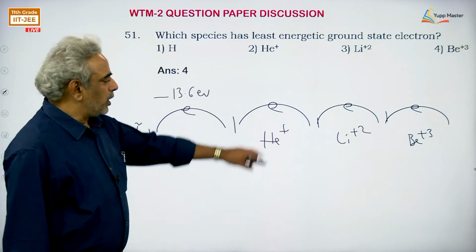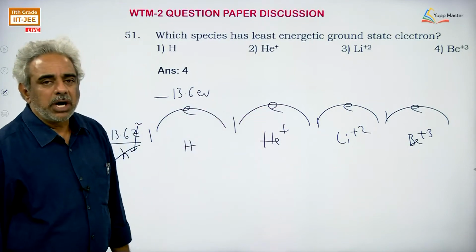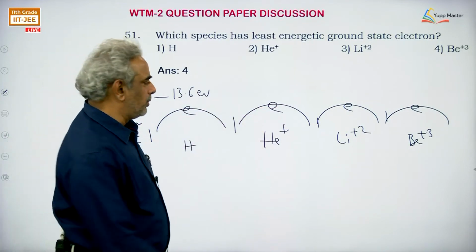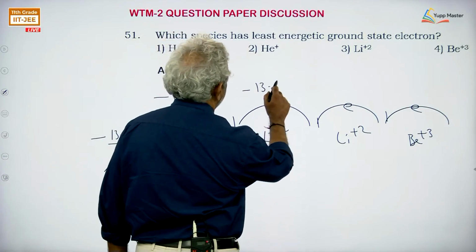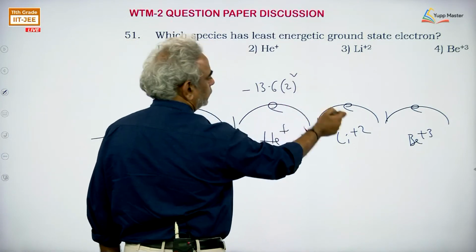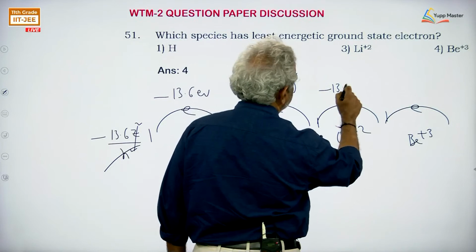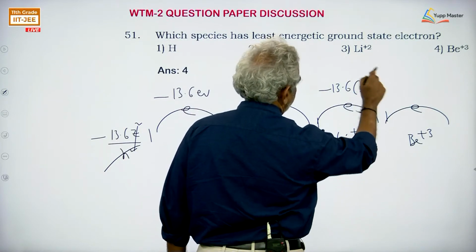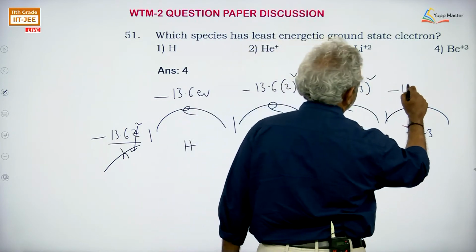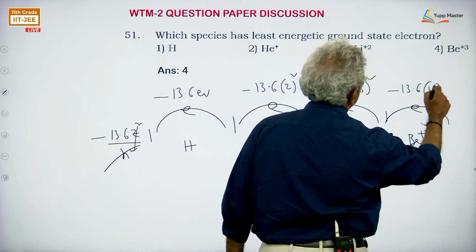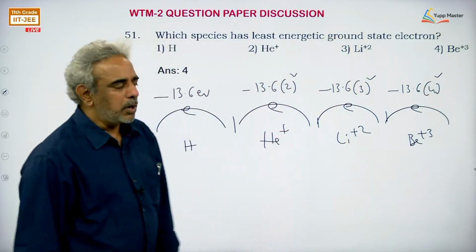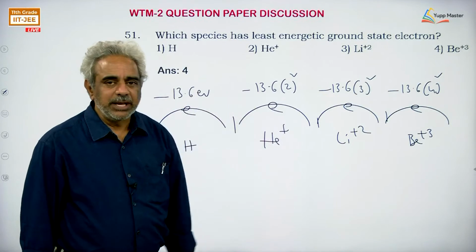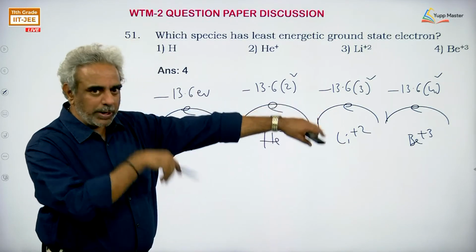What about this electron? For this, z is not 1, z is 2. So minus 13.6 into 2 square. What is the energy of this electron? Minus 13.6 into 3 square. What is the energy of this? Minus 13.6 into 4 square. Now see, the symbol minus is there. So that is the most negative energy.